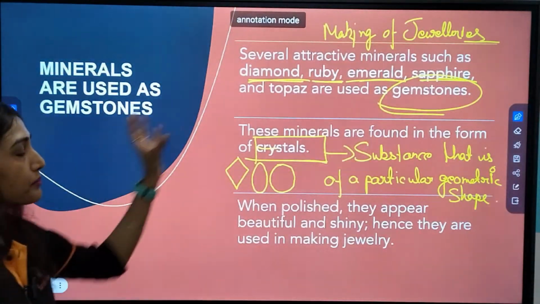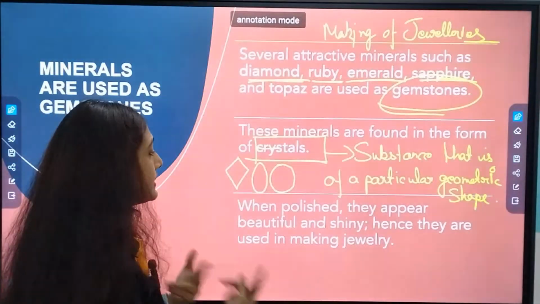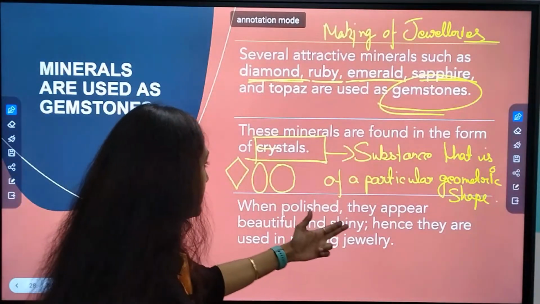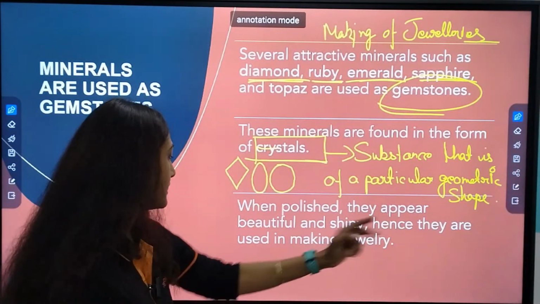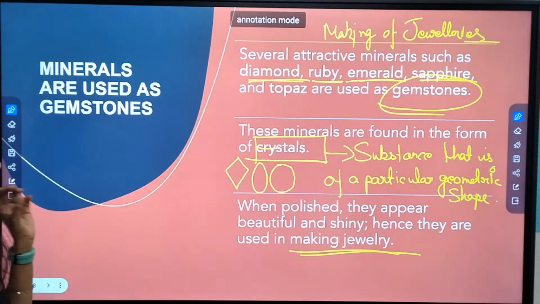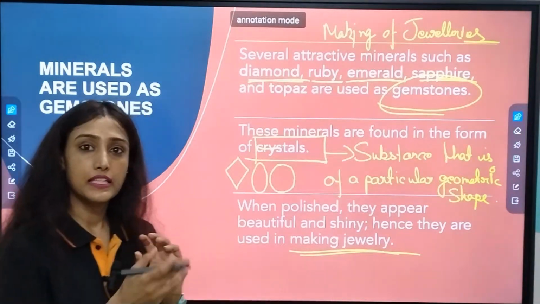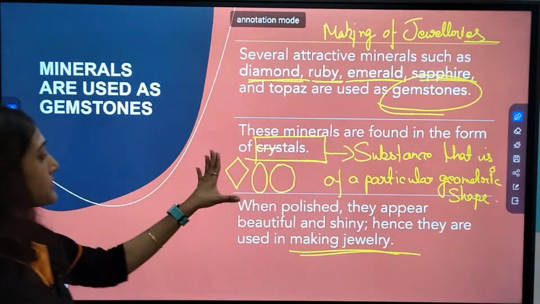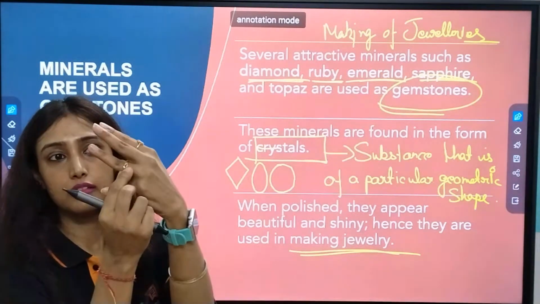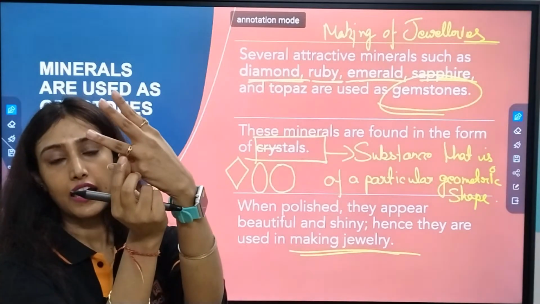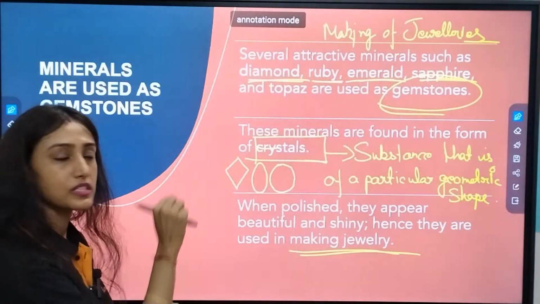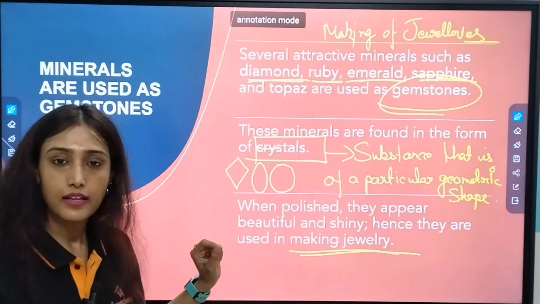And they are polished so that they give you shine and reflect light. When polished, they appear beautiful and shiny, hence they are used in making jewelry. Diamond, when found, is not shiny, okay? It is polished, then it gives that luster. If you can see this stone, it is shiny because it is cut and polished into such a structure that it will reflect light.